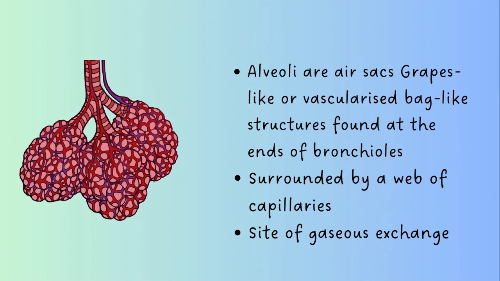Then we have the alveoli. Alveoli are air sacs. They look like grapes, grape-like vascularized bag-like structures found at the end of bronchioles. They are surrounded by a web of capillaries. So this is the site of gaseous exchange. Oxygen drains into the blood, and the carbon dioxide drains out and comes into the alveoli, right?